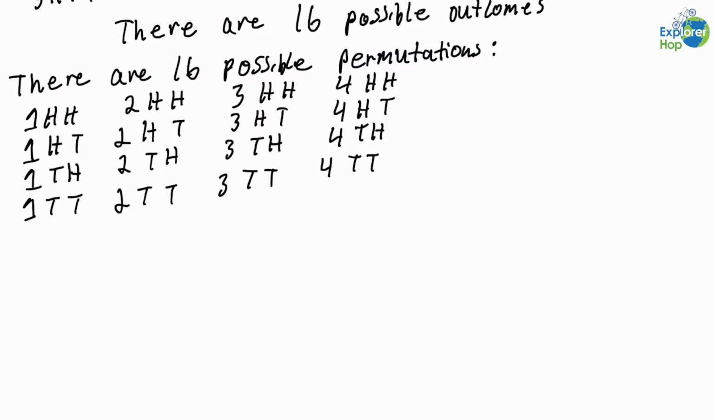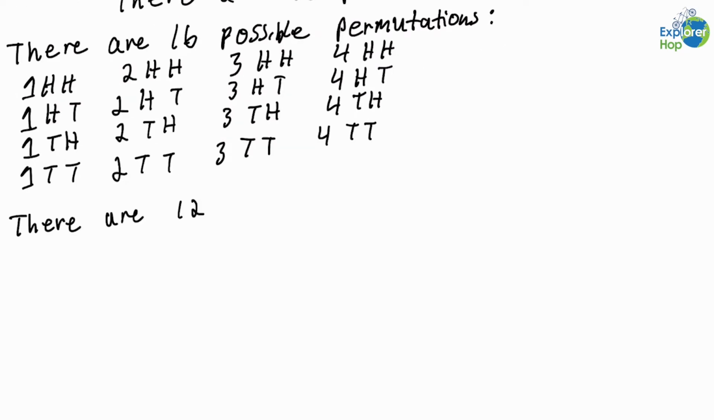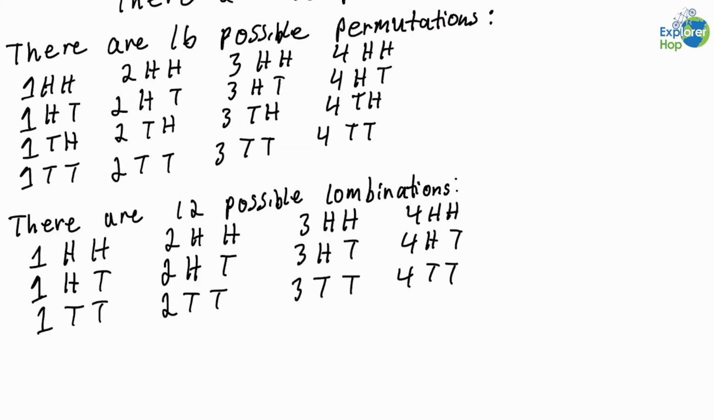Now let's move on to the combinations. From the sample space, we see that there are 12 possible combinations. So here are all the possible combinations of this experiment. Notice how there are fewer combinations than there are permutations. This is because with combinations, order does not matter.